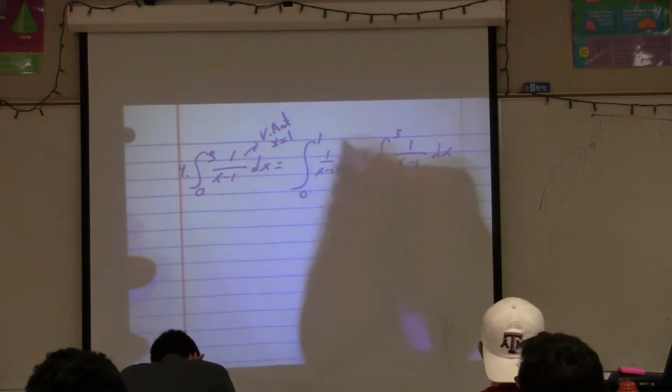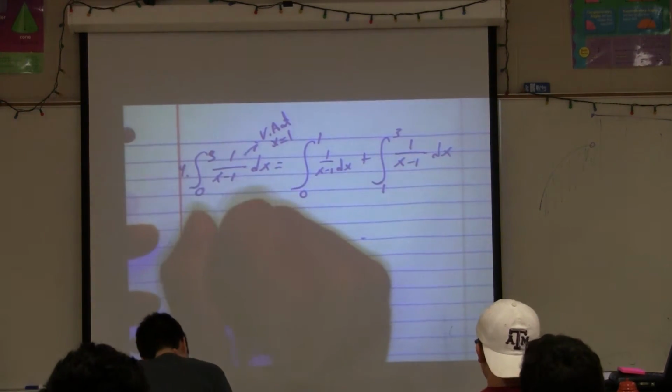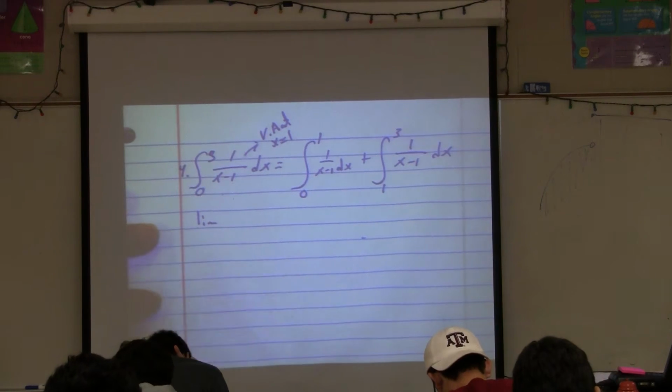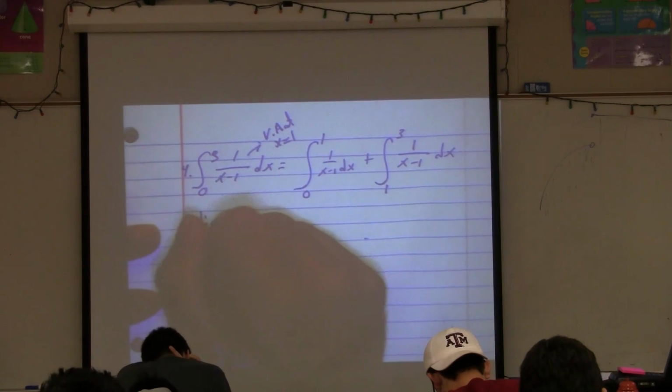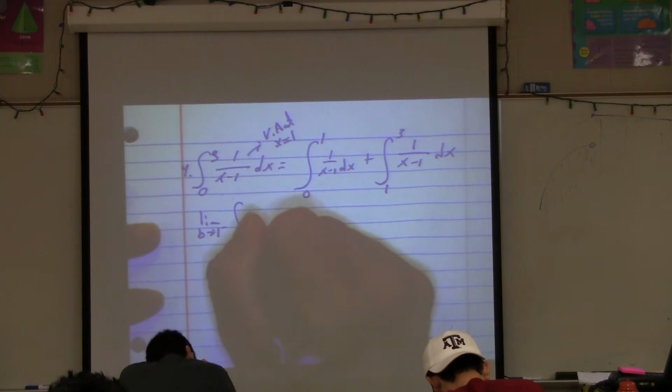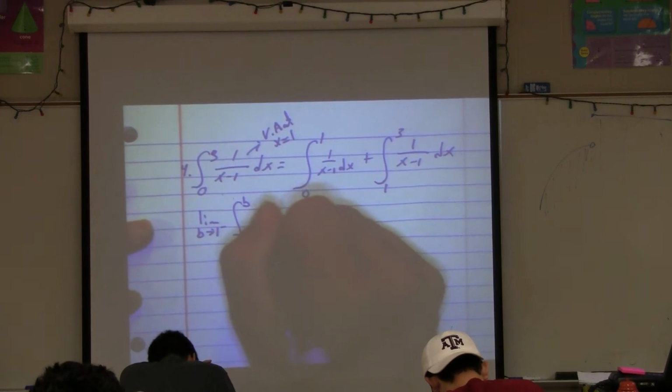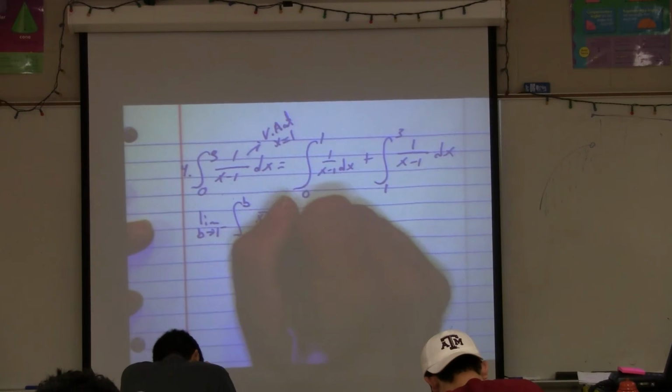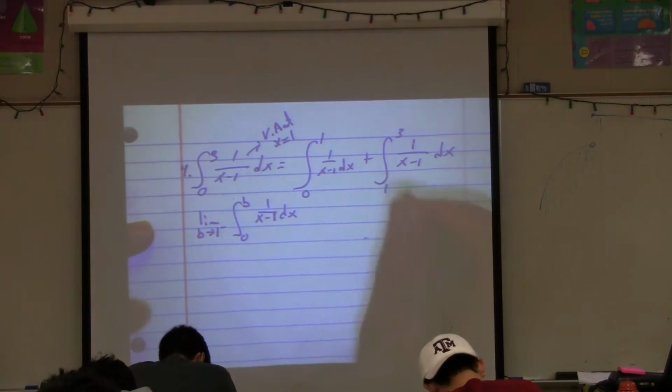What's this guy? Where's the limit gonna be here? I'm sorry, the limit as b approaches 1 from the left of the integral from 0 to b of 1 over x minus 1 dx. Beautiful. Yes. Okay.